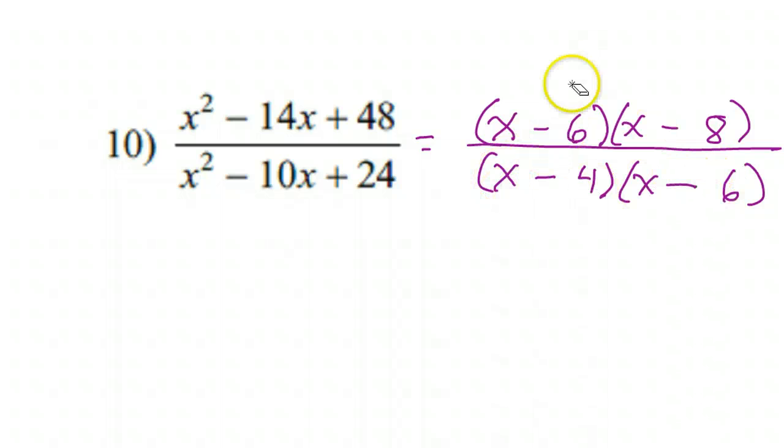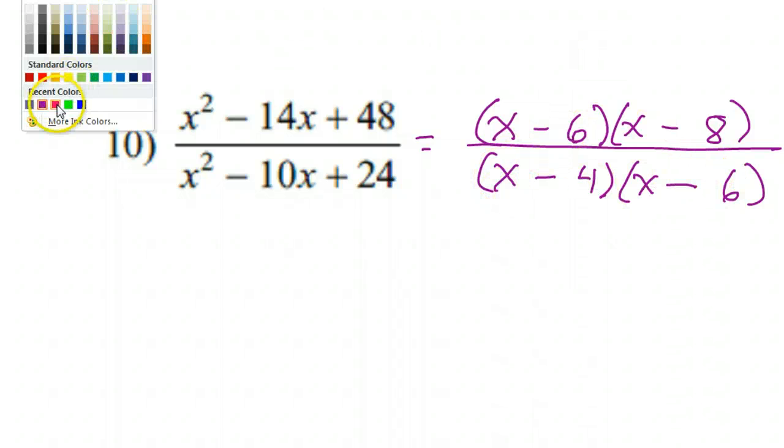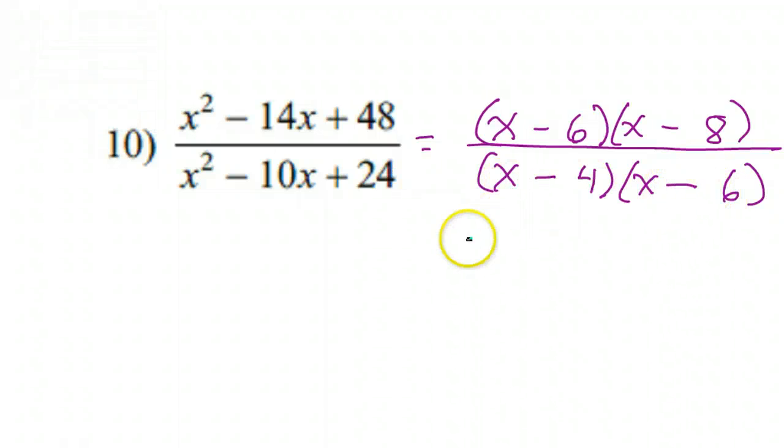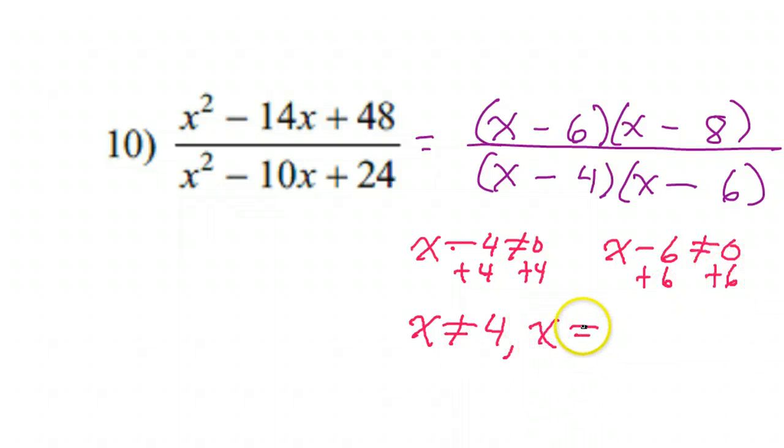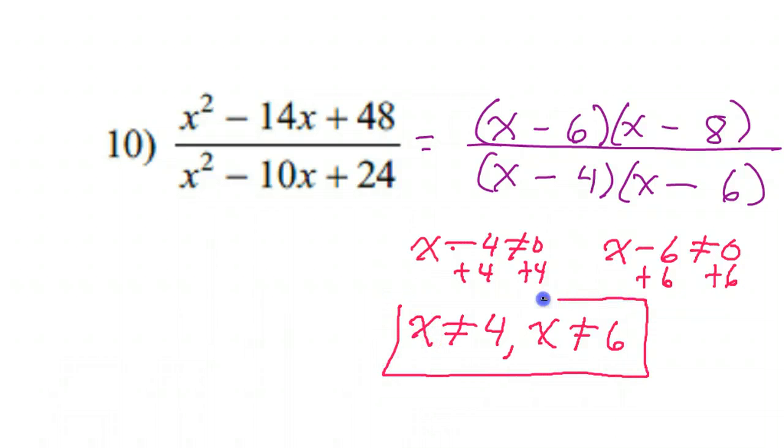Now, the denominator here will give us the restricted values. We'll have two of them. x minus 4 cannot equal 0. And x minus 6 cannot equal 0. Adding 4 to both sides gives me that x cannot be 4. Adding 6 to both sides gives me that x cannot be 6. So these are my excluded values, restrictions.